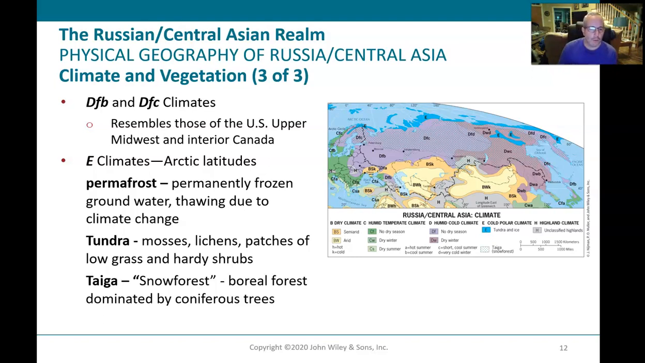I'm going to let you read through these. I've already mentioned several of these on the previous slides, but you can look at the climate descriptions in your textbook.